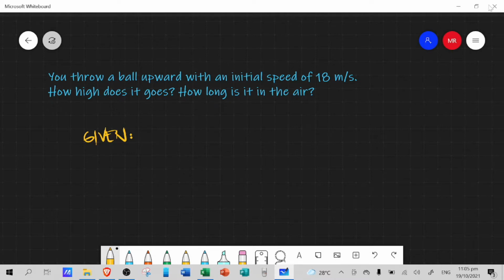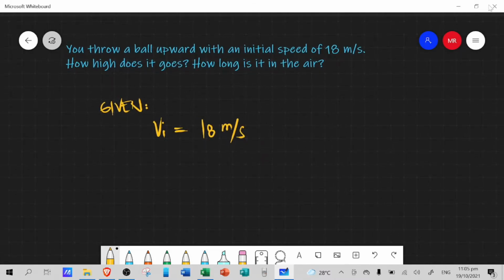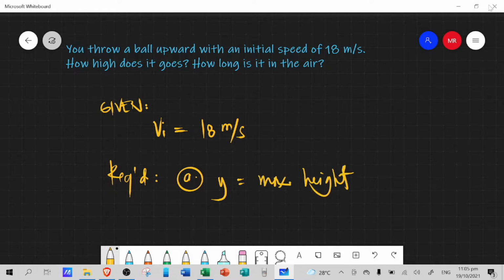So from the problem, the given is the initial speed of the ball. Let's say Vi, the initial speed. It is 18 meters per second. So how high does it go and how long is it in the air? So we are required the maximum height. Let's say it is Y, the maximum height, and second is the time the ball spent in the air.